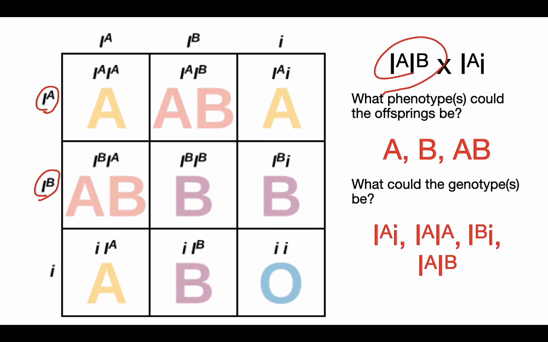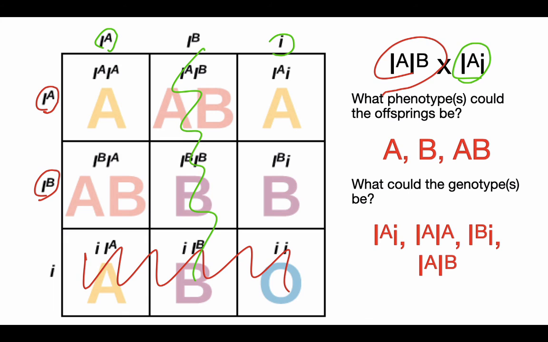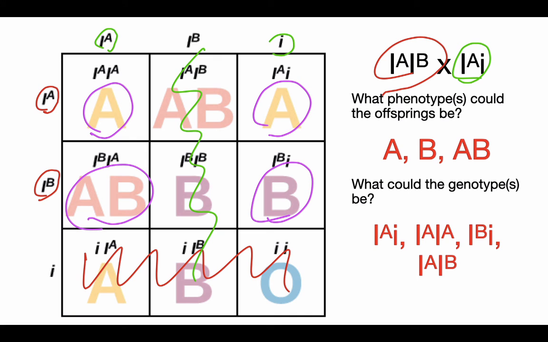That's all they have over here. So there's no little i. What can the second parent give? Big I^A, little i, not going to give anything there. So what could it be? Could be A, could be B, could be AB.